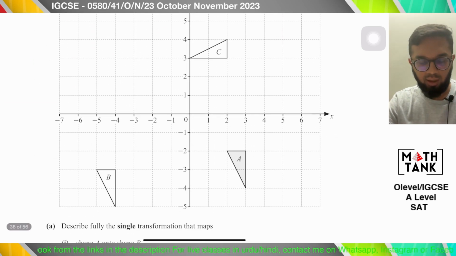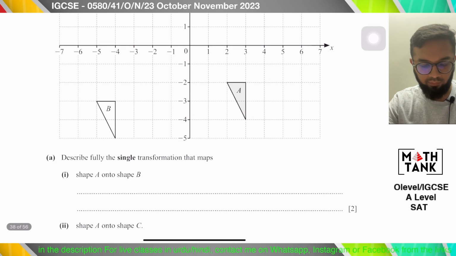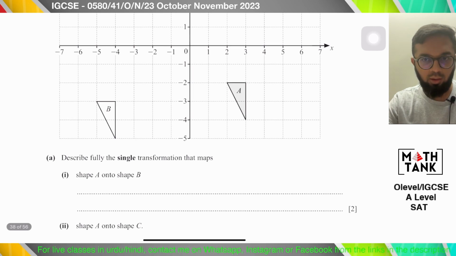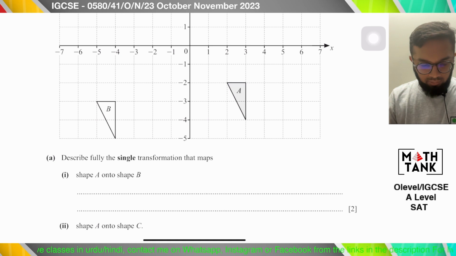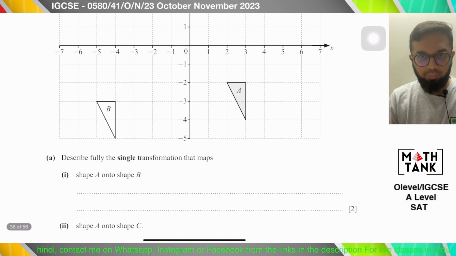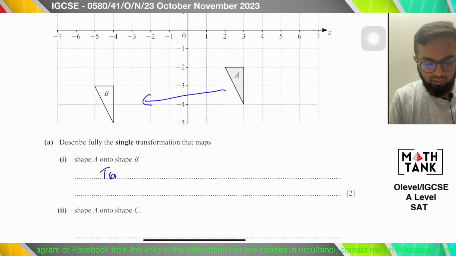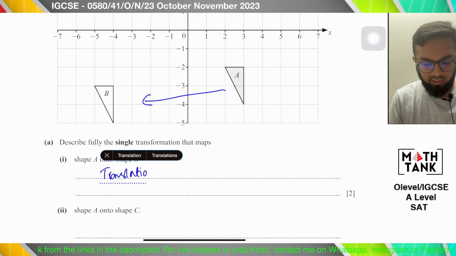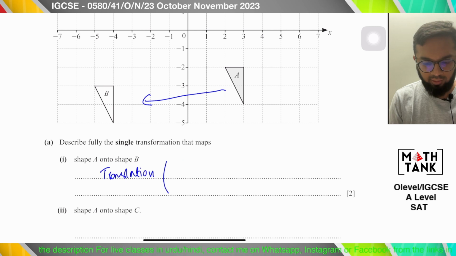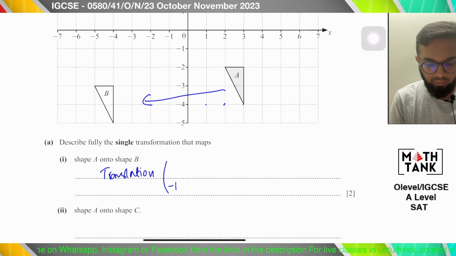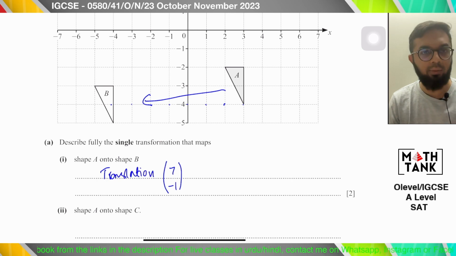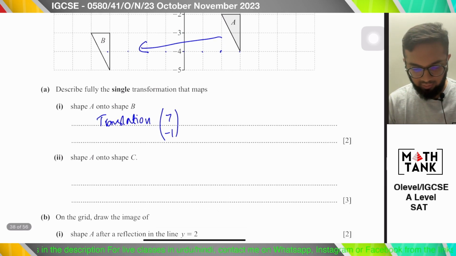Question number one is about transformations. Describe fully the single transformation that maps shape A onto shape B. So A to B looks like a simple translation. How many units is this translated? I see that the translation has gone down by -1 and how much to the left? Let's check. 1, 2, 3, 4, 5, 6, 7. So 7 and -1 is my translation vector.